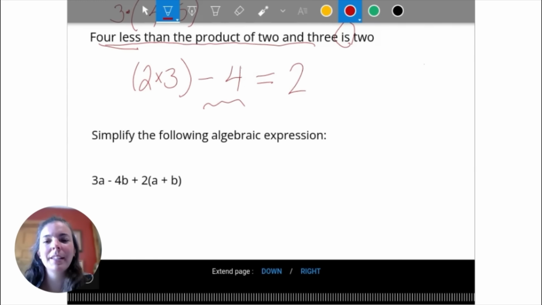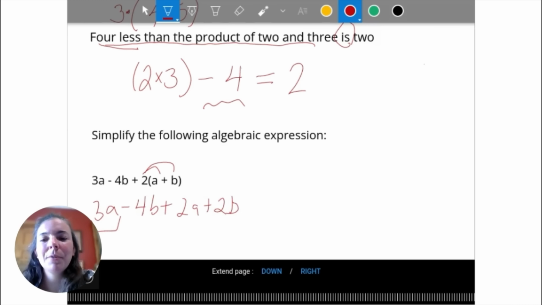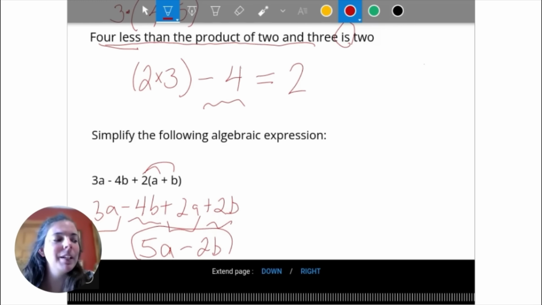Okay, and lastly, let's simplify the following algebraic expression. 3a minus 4b plus 2 times a plus b. So first thing I want to do is get rid of these parentheses. So I'm going to distribute: 3a minus 4b plus 2a plus 2b. Okay, and now I can combine like terms. 3a plus 2a, that would give me 5a. Negative 4b plus 2b would be negative 2b. So 5a minus 2b.